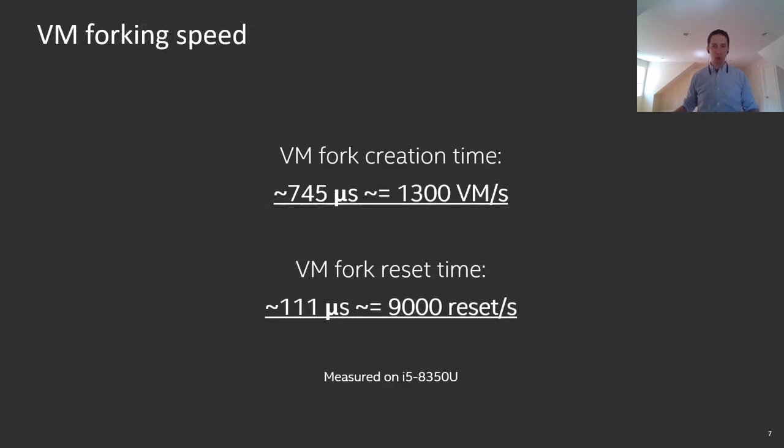If you look at the numbers, if you start from scratch, a VM fork can be created about 1300 times per second. If we do resets instead, we can go up to 9000 resets per second. These numbers are quite good to achieve the desired results during fuzzing.